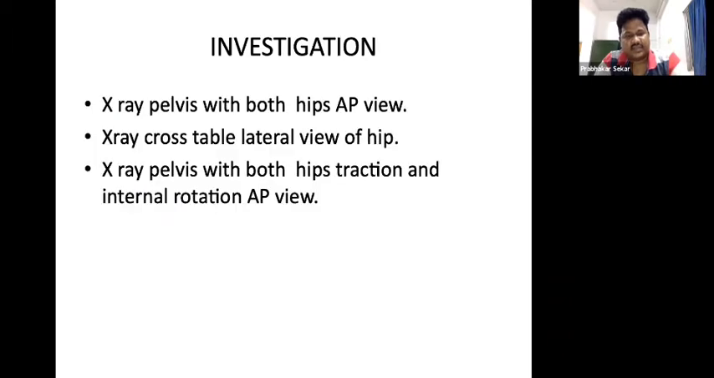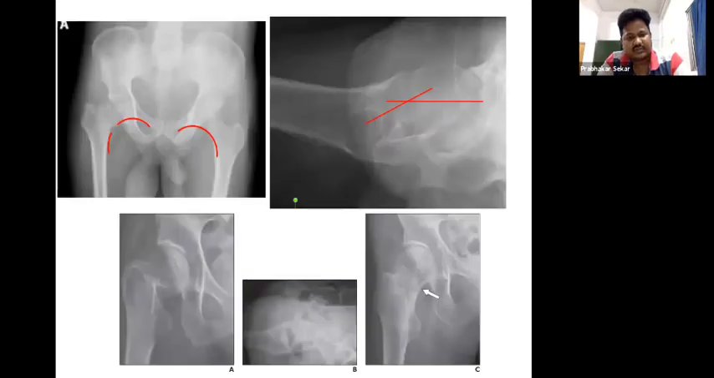Where is the defect? Then moving on to investigation. As a routine, you know that you have to take an X-ray pelvis with both hips, AP as well as cross table lateral view. And one more important view is the traction and rotation view of the X-ray pelvis, mainly to assess the portion of the femoral neck, how far it's present, whether it's resorbed or not.